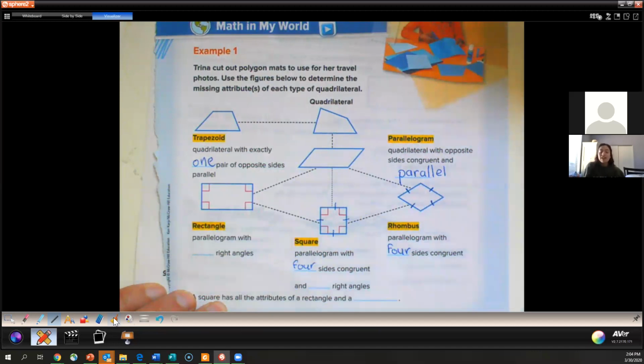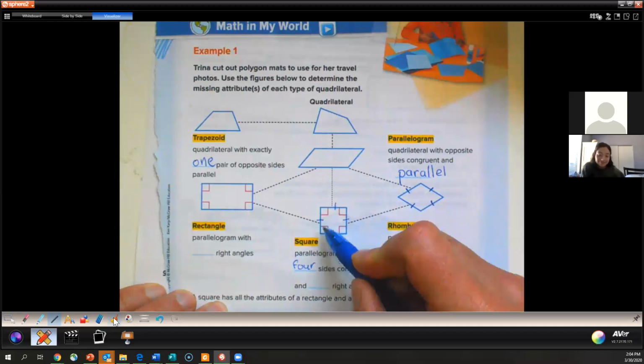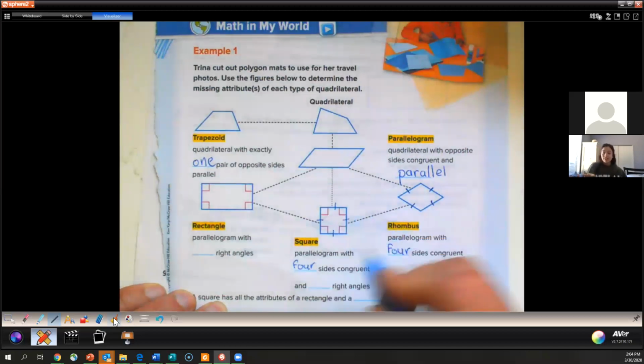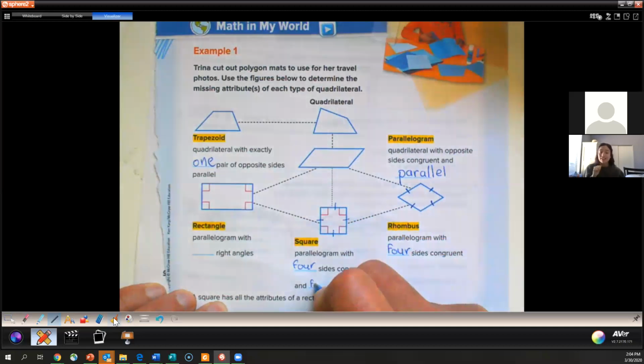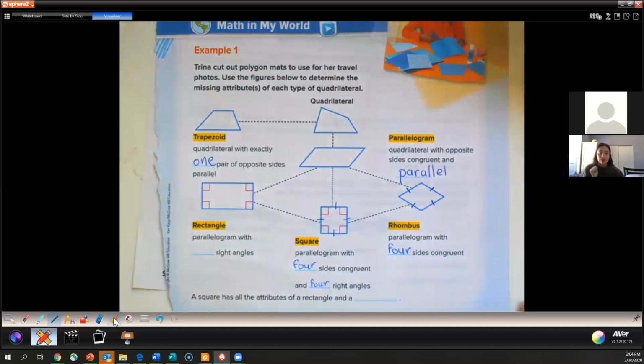So Mr. Yates, do you mind counting each one of our right angles that are shown on that square? I can tell because it has this little right angle mark right here. So I've got 1, 2, 3, and 4 right angles. Exactly. So we are going to fill in that second blank with either the word 4 or the number 4, whichever one you guys prefer. So a square is a parallelogram with 4 sides congruent and 4 right angles.